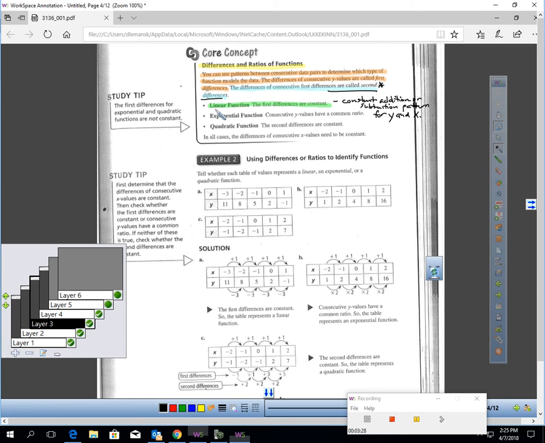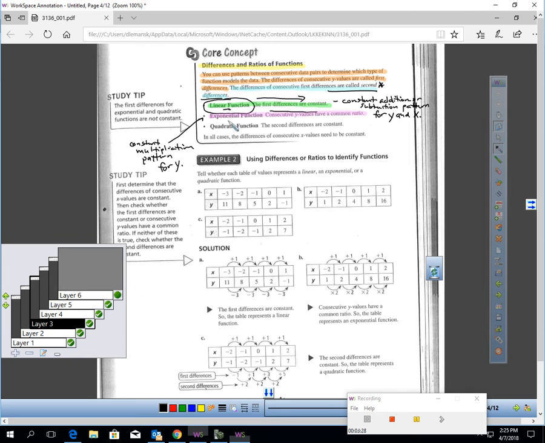Linear, we've already learned how to look at a table and determine if it's linear. The first differences are constant. In other words, we have a constant addition or subtraction pattern for x and y. If that happens, we have a linear table. You've already looked at tables and found out if they were linear in Chapters 4 and 5, and I also made you do it again in Chapter 6.